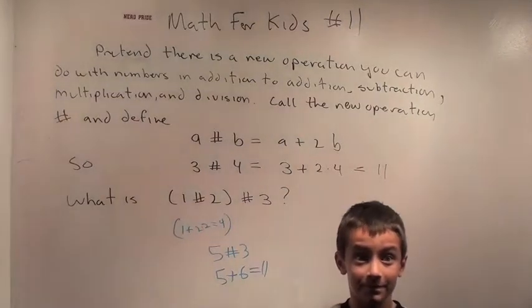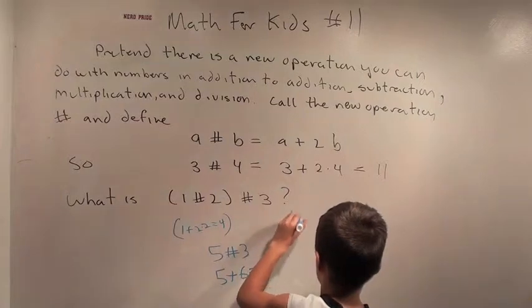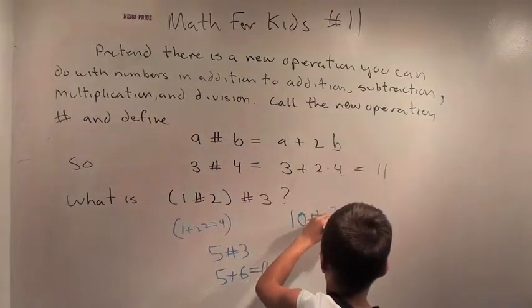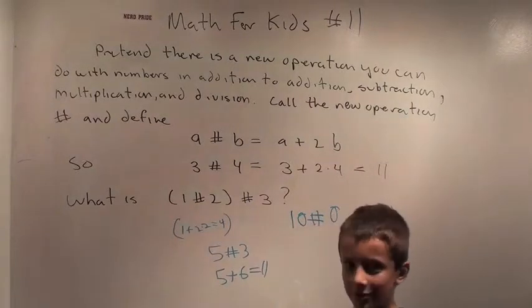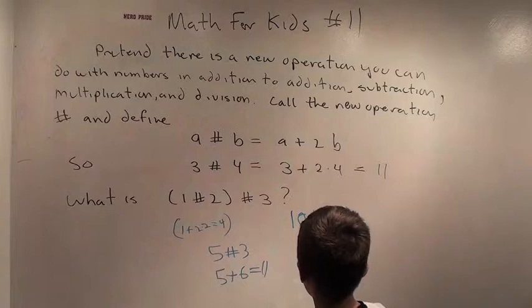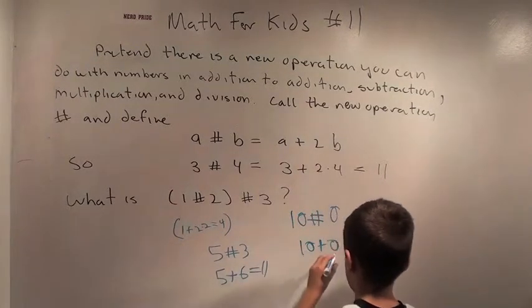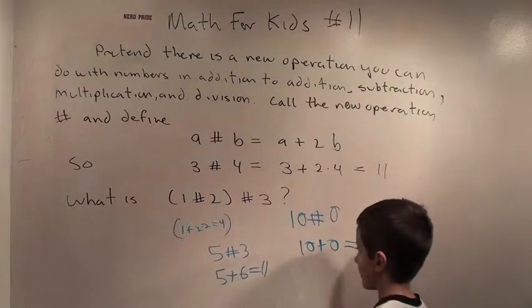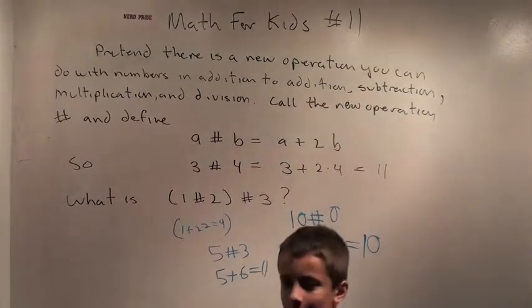Let's do one more quick one. What is 10 checkmate 0? Well, 0 times 2 is just 0, and so it's 10 plus 0, which just equals 10. Okay, duck down so people can see what you wrote. Good job.